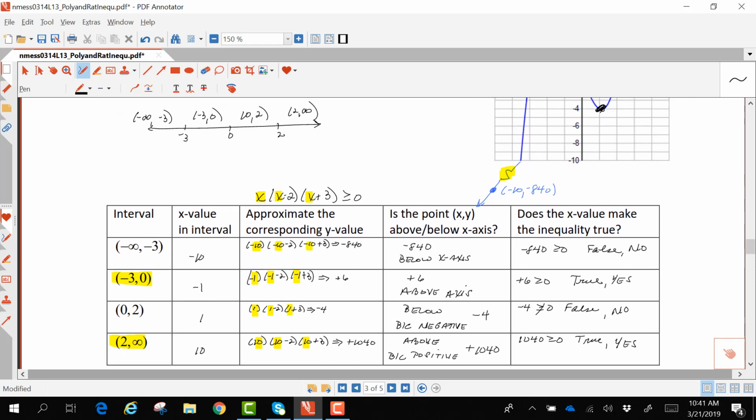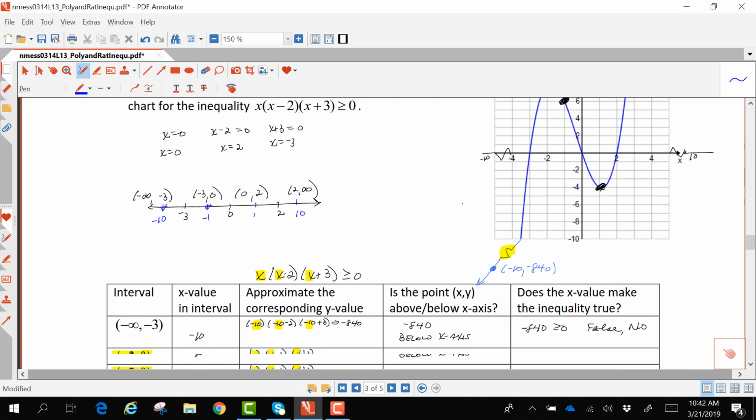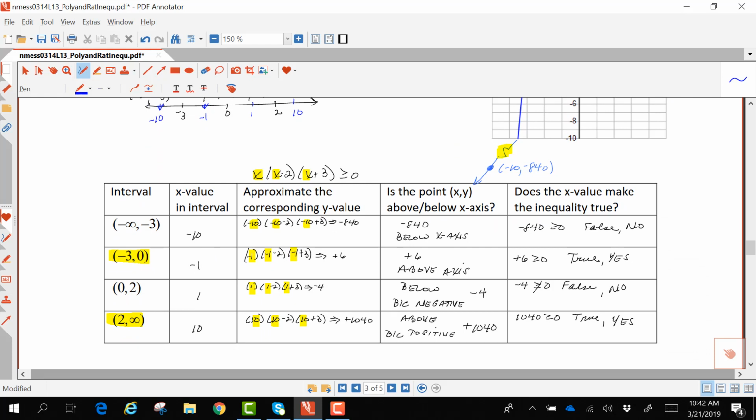These 4 intervals are written in the table on the far left column. Now I need test values in each of these regions, or within each of these intervals. Remember, the best numbers to use are tens, ones, and zeros. So to the left of -3, I would pick -10. Then I would try a -1, a +1, and a +10. These are the x values written in column 2.